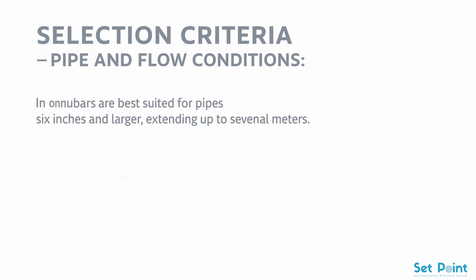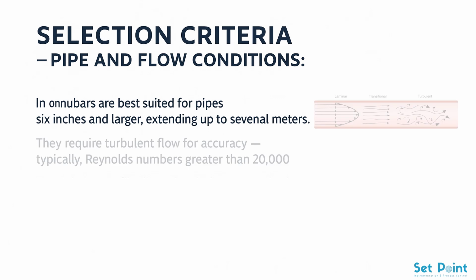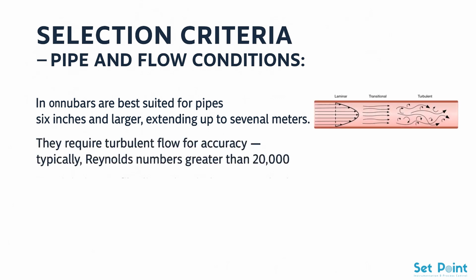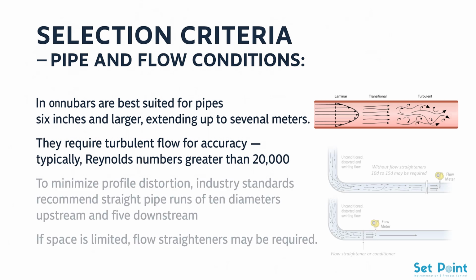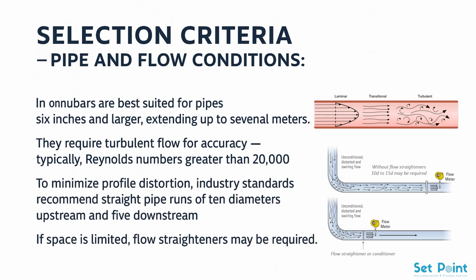Pipe and flow conditions. Annubars are best suited for pipes 6 inches and larger, extending up to several meters. They require turbulent flow for accuracy, typically, Reynolds numbers greater than 20,000. To minimize profile distortion, industry standards recommend straight pipe runs of 10 diameters upstream and 5 downstream. If space is limited, flow straighteners may be required.